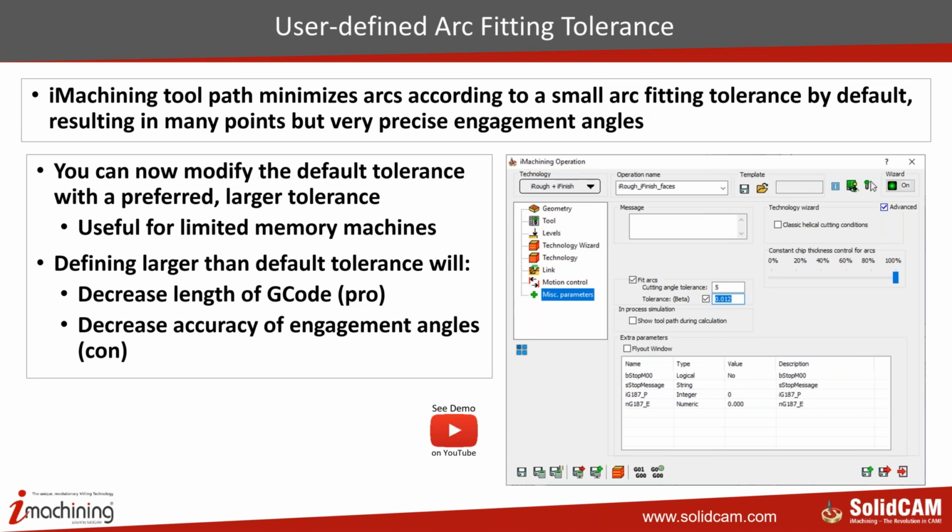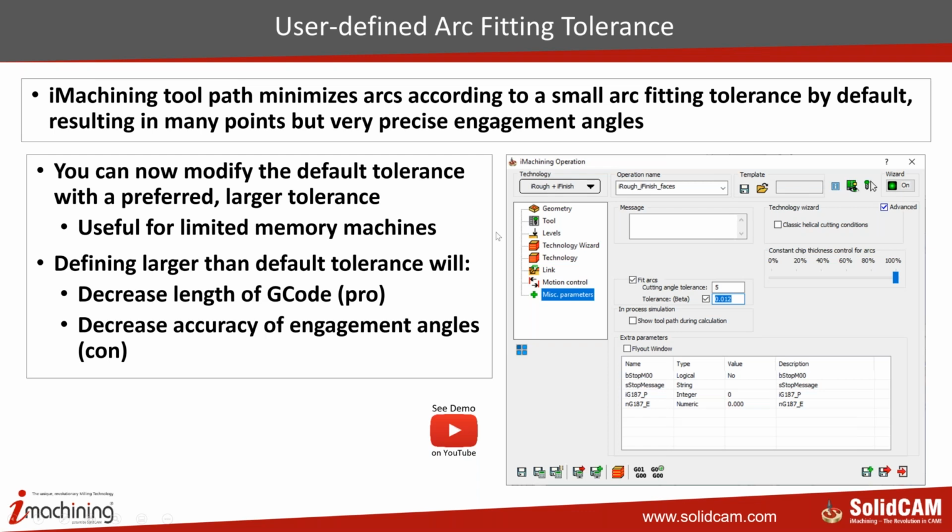Another new function, very useful for people with CNC machines with variable controllers, is that now you can define a user-defined arc fitting tolerance. This function is again available under miscellaneous parameters. Now you have this option where you can fit arc, you can enable this function, and you can define your own tolerance parameter. By changing this tolerance parameter, the program length will be reduced.